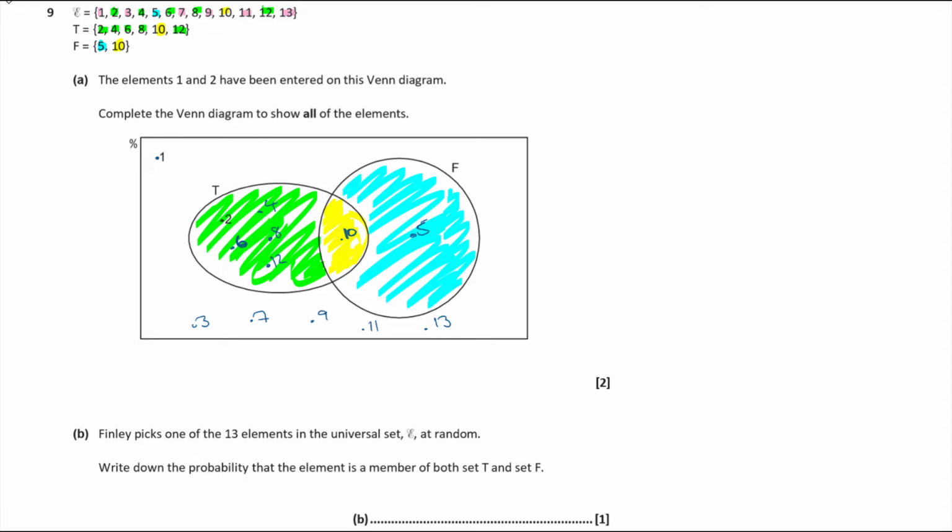Right, and then part B says Finley picks one of the 13 elements in the universal set at random. Write down the probability that the element is a member of both set T and set F. Okay, well the only one that's in both is that 10 that's in the middle. So there's only one that's in both, and there's a total of 13 elements. So it's just going to be 1 out of 13, quite a simple probability one there.